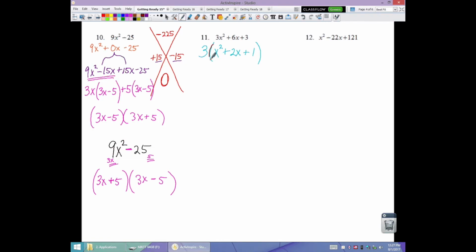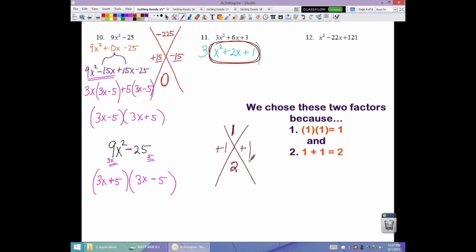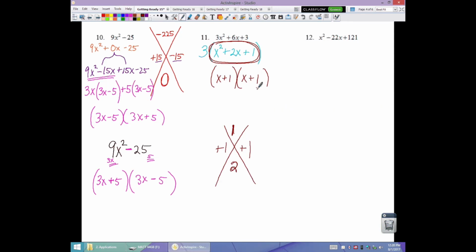I still have a trinomial here that I have to attack like I factored all the other ones with the magic x. So I would have a desired product of 1 and a desired sum of 2. Product is positive, so signs are the same. Sum is positive, so they're both positive. What factors of 1 add up to 2? Well, 1 and 1. So I will still break apart this trinomial into x plus 1 times x plus 1.